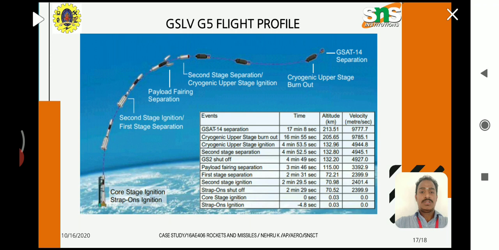The core stage is ignited along with the strap-on engines in the initial stage, and the second stage ignites after the first stage separation takes place over a period of time, and payload fairing separation is done in the third stage. Then the motor will stop. The initial stages help the vehicle move a certain distance, then it will descend. Again, the final cryogenic upper stage burns out. Then the GSAT separation occurs in the orbit.